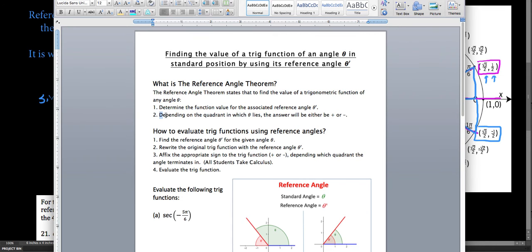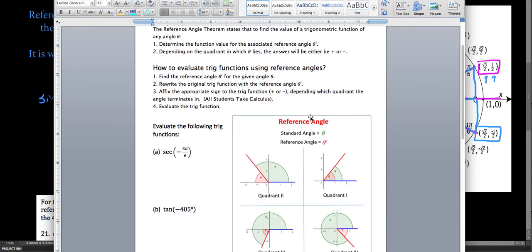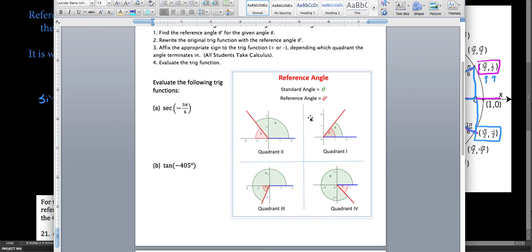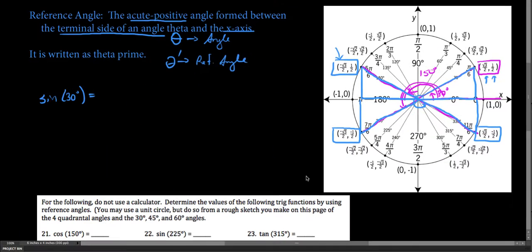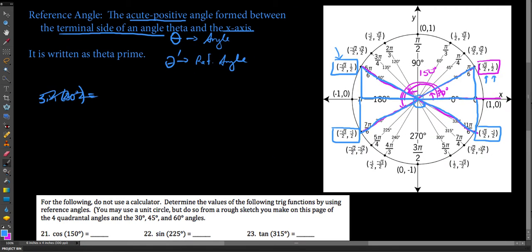And then depending on the quadrant in which theta lies, we're going to assign either a plus or a minus in front of it. And that's that All Students Take Calculus mnemonic that we use to remember which trig functions are positive and in which quadrants here. So let's take a look. As a matter of fact, what if we were to try a few of these here? Let's throw out this one here. What about the sine of 240 degrees?